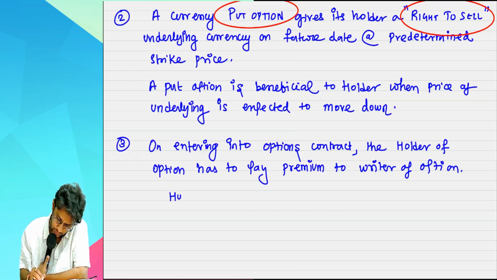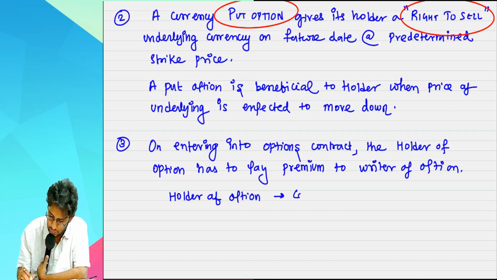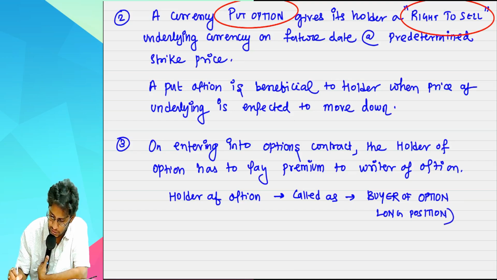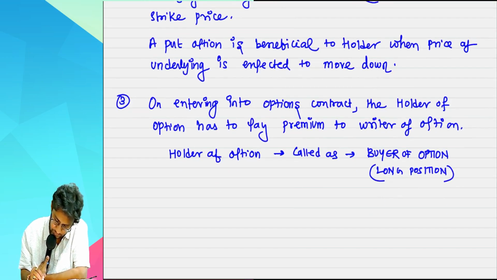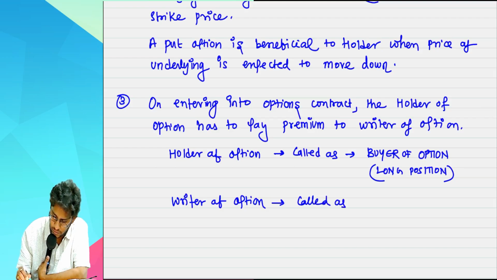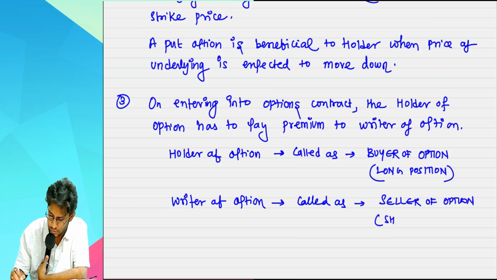Here only you write: holder of option, let it be any option, called as what? Buyer of option, also called as having a long position in options. The call or put is irrelevant for you. Writer of option, also called seller of option. Short position.